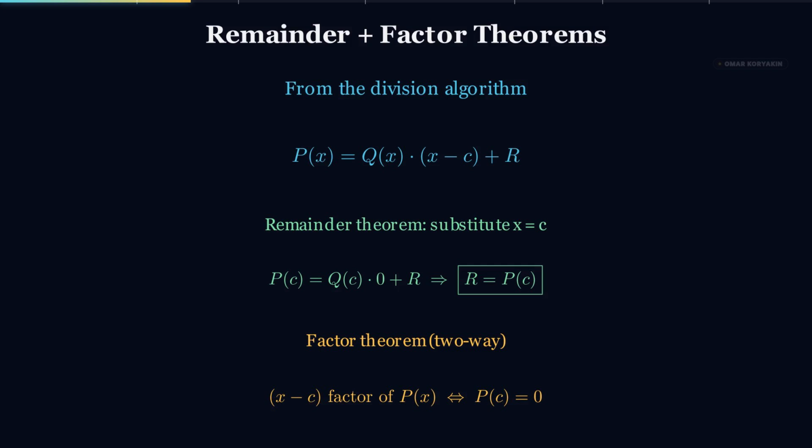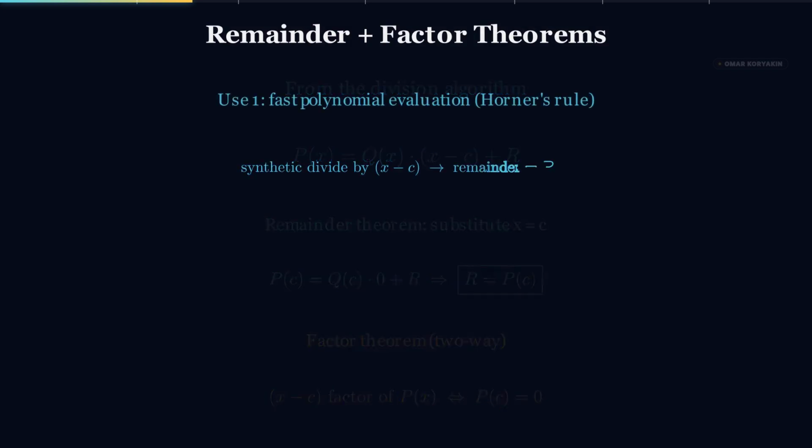The two-way implication is the factor theorem. Practical use 1: fast polynomial evaluation. To compute p of c for a polynomial of degree n, instead of substituting c into the polynomial directly, which takes order n squared multiplications by the naive method, use synthetic division by x minus c. The bottom right entry of the tableau is p of c.